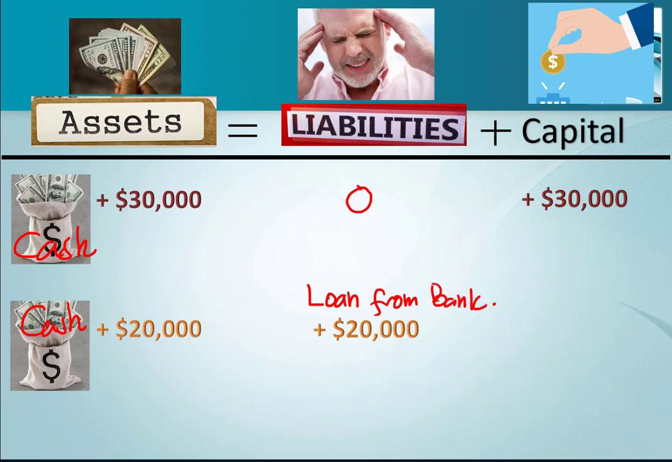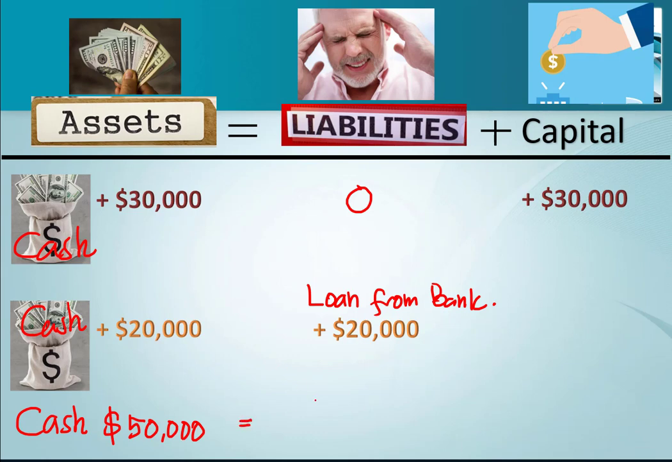Okay. If you look at this example, we only have one type of asset, that is cash. The amount is 50,000. Okay, where did I get this 50,000? From 30,000 cash contributed by the owner of the business and 20,000 cash borrowed from the bank. So your cash is 50,000.